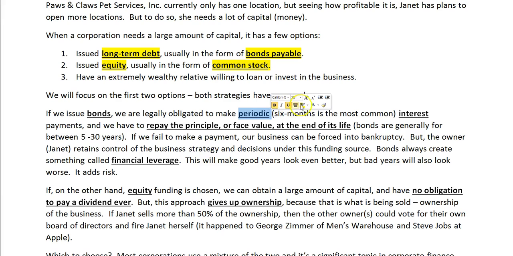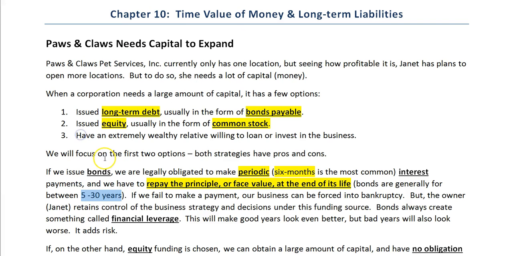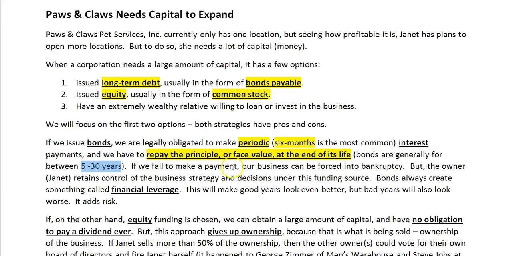So if we issue bonds, we're legally obligated to make periodic interest payments. For us, that's going to mean every 6 months. We're going to see this word semi-annually in all the bond problems. And we have to repay the principal or face value of the bond at the end of its life. Bonds can even be beyond 30 years, but generally 5 to 30 years is where most of them fall. Long term means more than 1 year, so it definitely has to be more than 1 year or it's a current liability.